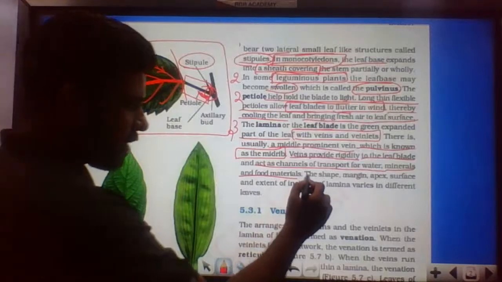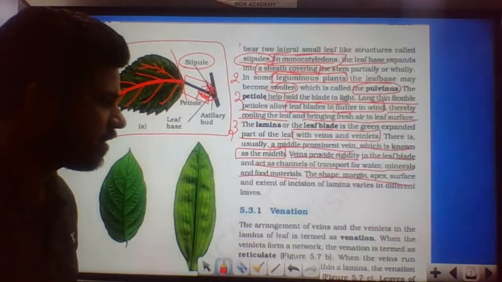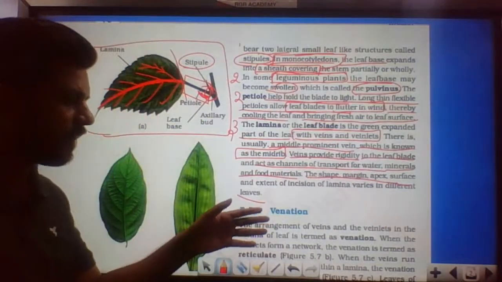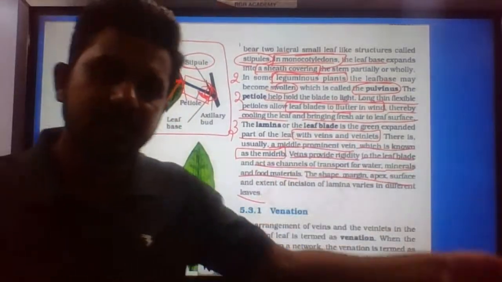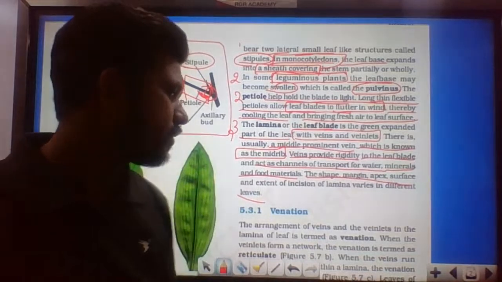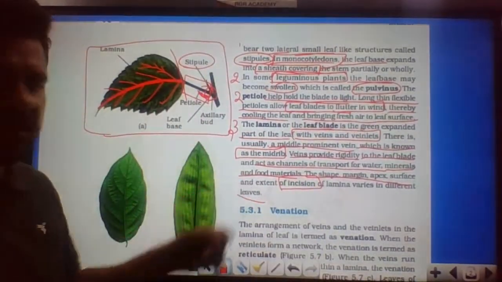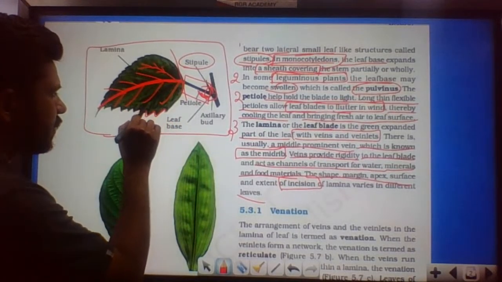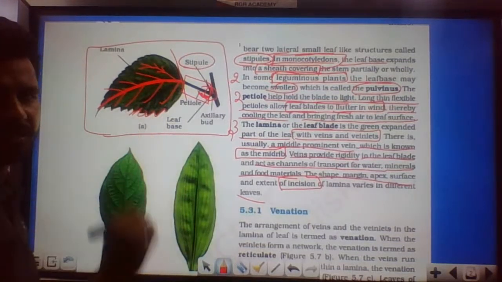The shape and margin affect the surface, and the extent of incision of the lamina varies in different leaves. It is a very important point because all the leaves are not the same. Each and every leaf has its own characteristic feature. Here the word incision is very important. Incision is nothing but a small furrow. This is the incision. இந்த ஒரு சின்ன வளைவு பாத்தீங்களா, இது நம்ம incisions அப்படின்னு சொல்லுவோம்.